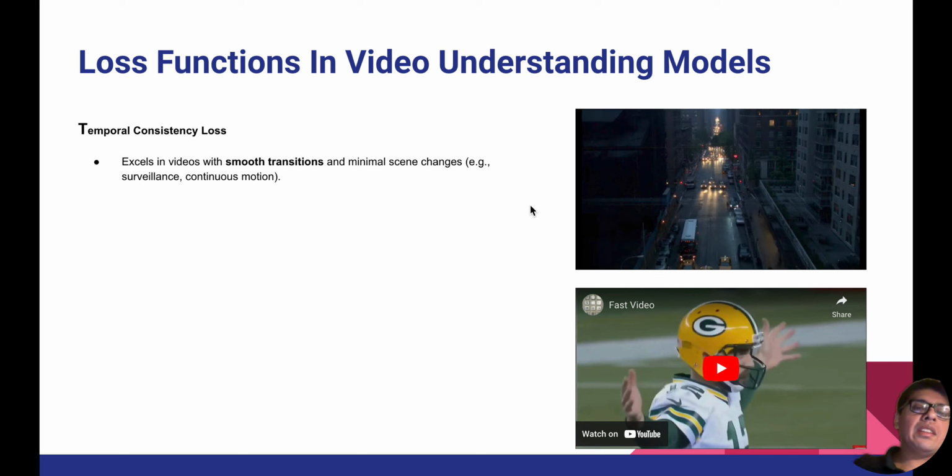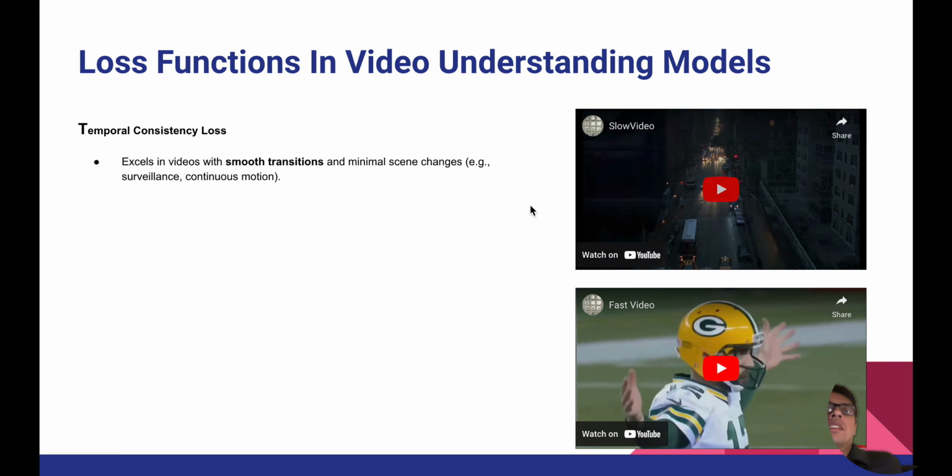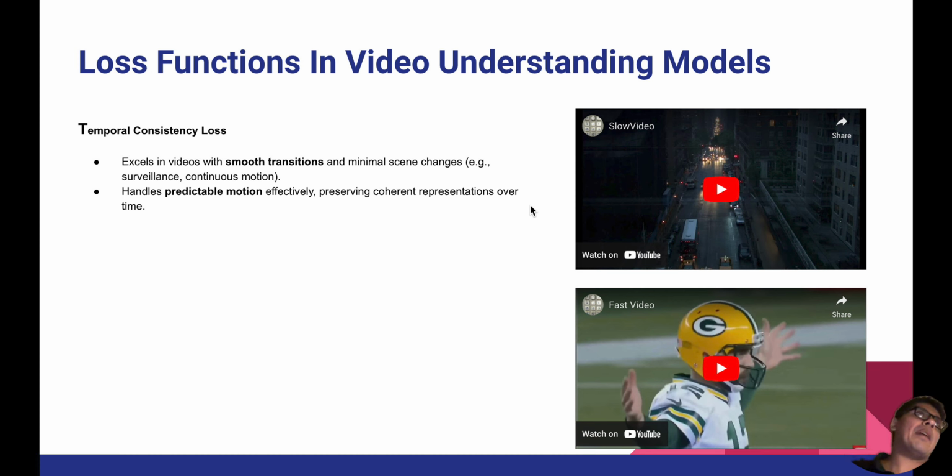The temporal consistency loss in videos is very good for videos that have smooth transitions between scenes and perhaps not a lot going on, because you have a lot of temporal consistency. So you try to essentially minimize the temporal consistency loss in order to determine what's happening in the video. And again, it's much easier if there's not a ton happening, because it's a much more straightforward function to minimize the temporal consistency loss.